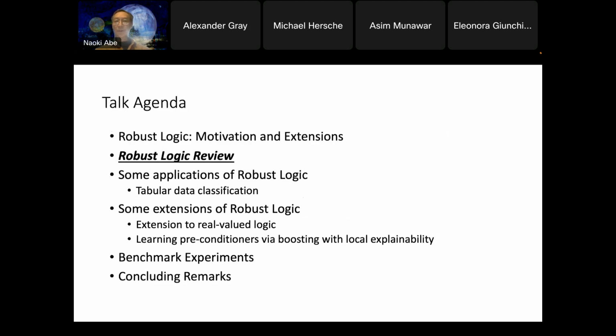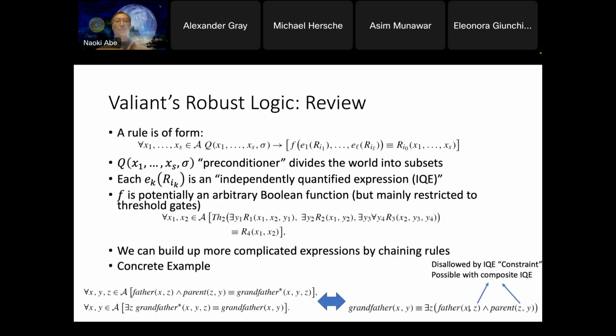Okay, so some review of core elements of robust logic very briefly. A rule in robust logic takes this form, where you have this predicate Q, which is called the preconditioner, which sort of divides the world into a finite number of subsets, and in each there are a number of rules that define relations in terms of some logical gate function defined over what he calls independently quantified expressions.